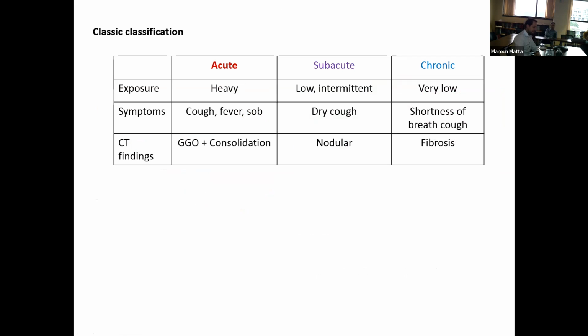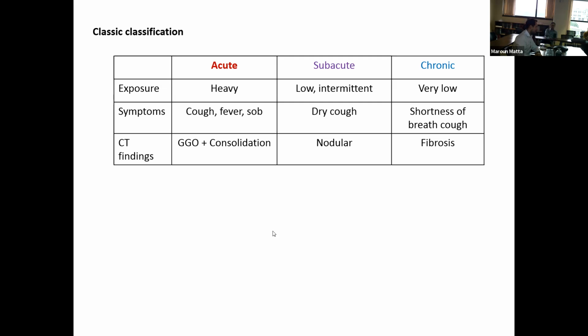The old classification, which I think is kind of useful but has changed with time. We used to say you get acute, subacute, and chronic HP. Acute is that you have heavy exposure, and then you have fevers and ground glass opacities. In subacute, while you're being exposed to low intermittent amounts, you develop that dry cough, and it's mostly nodules. And if you're exposed to really low doses, with time you'll just go to fibrosis. It's kind of like a mental scheme, but it's not true.